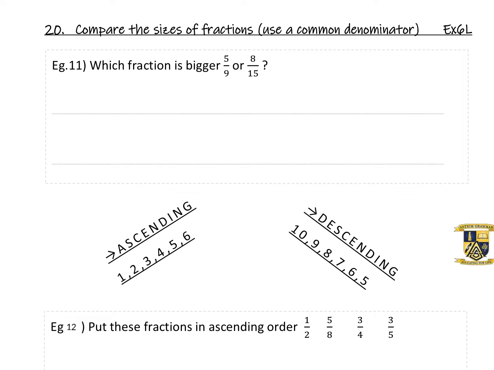In example 11, we have to find out which fraction is bigger, 5/9 or 8/15. To do this, we need to have a common denominator so we can compare the two, so we can compare like for like. So we need to work out a number that 15 and 9 both divide into, the lowest common multiple of 9 and 15. That would be 45.